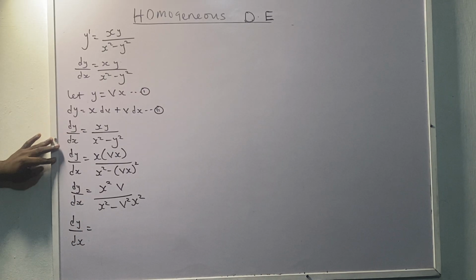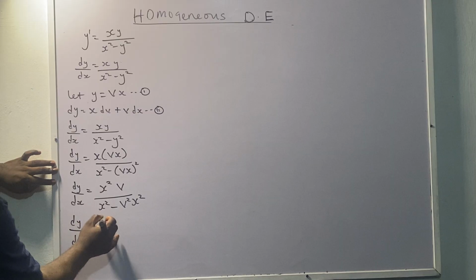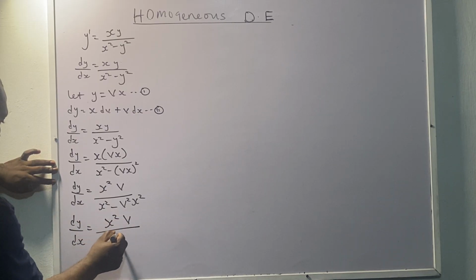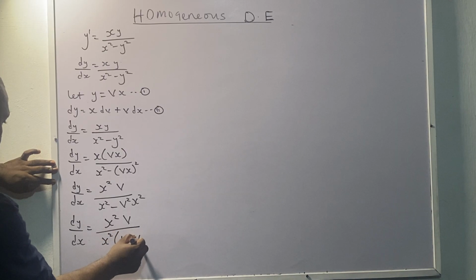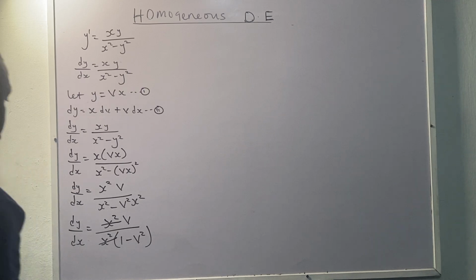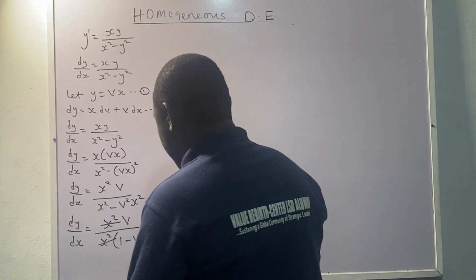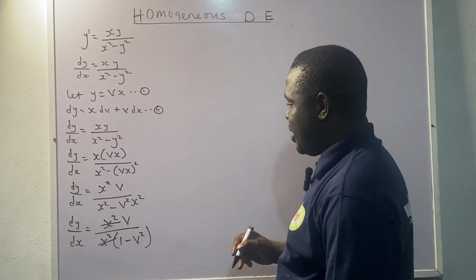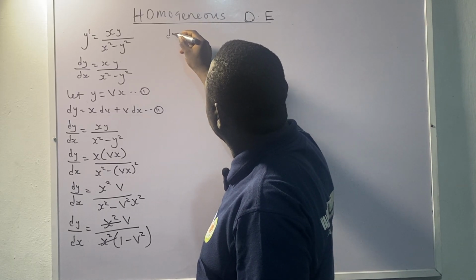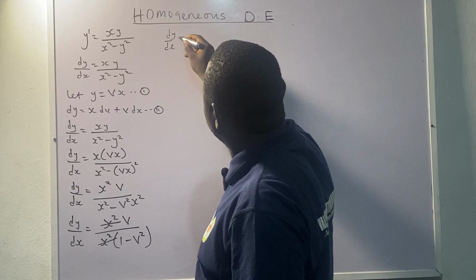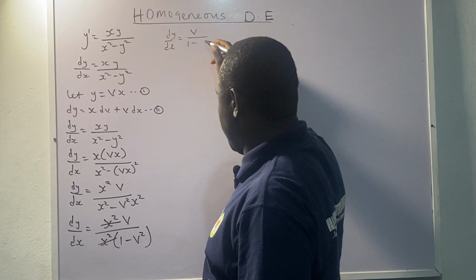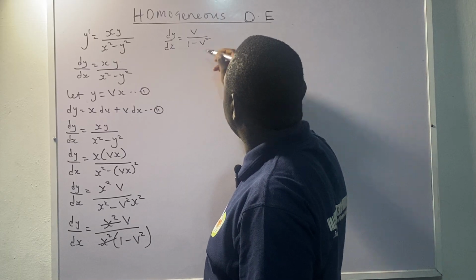To simplify, let's remove the x. That's when you will know that the question you are given is homogeneous. You can easily cancel out. That's when you will know. So cancel, it's a must. So you should be able to cancel out. So you have that, and that gives you dy/dx equals v over 1 plus v squared.